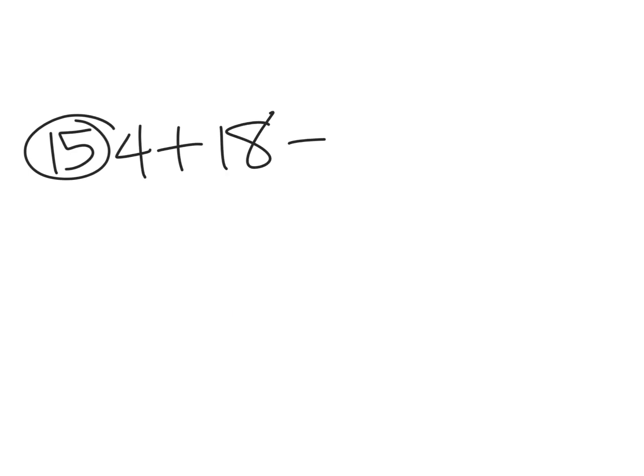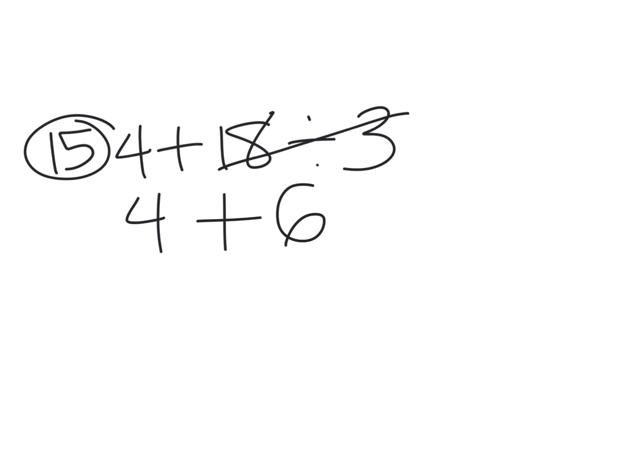And then we're going to move on to number 15. Number 15 is 4 plus 18 divided by 3. For this one, I've got addition, I've got division. I'm going to cross out that division, write the answer down right underneath it, write the rest of the problem. 4 plus 6, and that is 10.